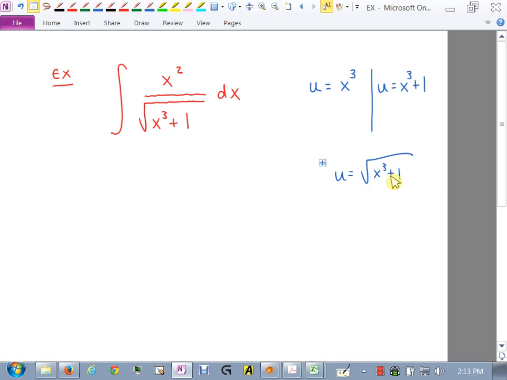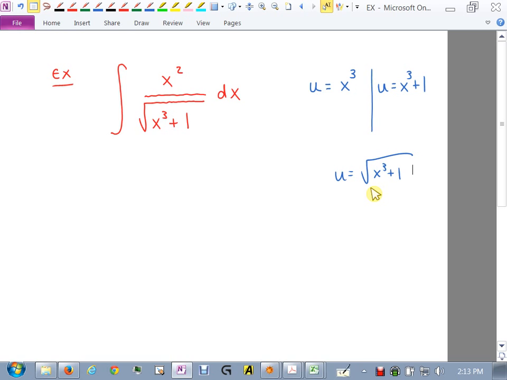What's wrong with doing it this way? What's its derivative? It's a mess, isn't it? Do you see its derivative here? No. Right, the derivative of this would require chain rule. 1/2 root x cubed plus 1, then times the derivative of what's inside. It would be too much, right?